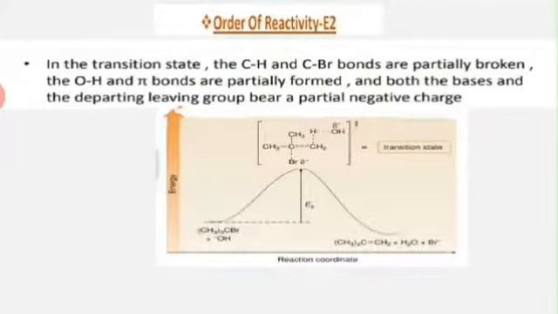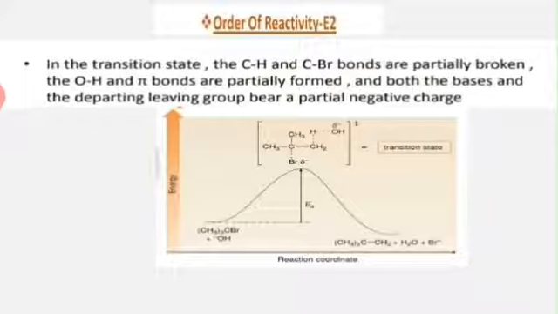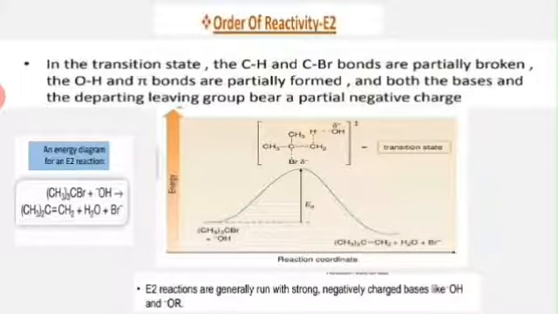So in the transition state that we have seen, the carbon-hydrogen and carbon-halide bonds, that is the carbon-bromide bonds, are partially broken, and the oxygen-hydrogen bond and the pi bond are partially formed. So both the base and the departing leaving group bear a partial negative charge. So this is the energy diagram for the transition state.